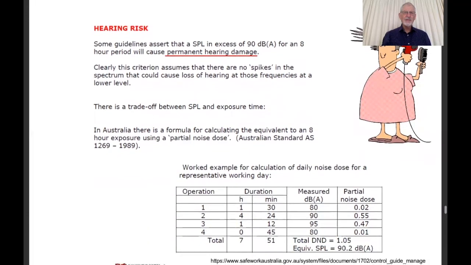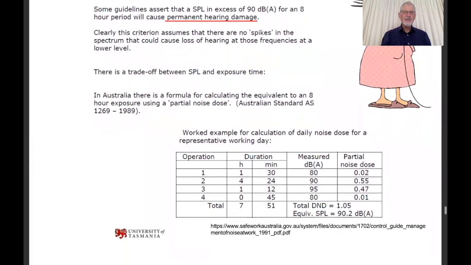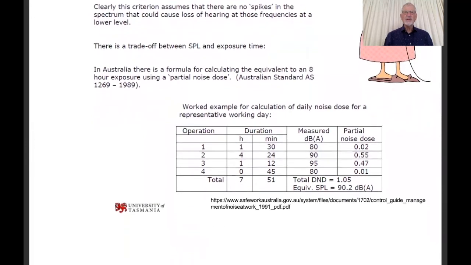And there are all sorts of effects like spikes and the spectrum and so on. And as I mentioned, there's a trade-off between sound pressure level and exposure time. And one of the methods of assessing the risk to hearing is called a partial noise dose.